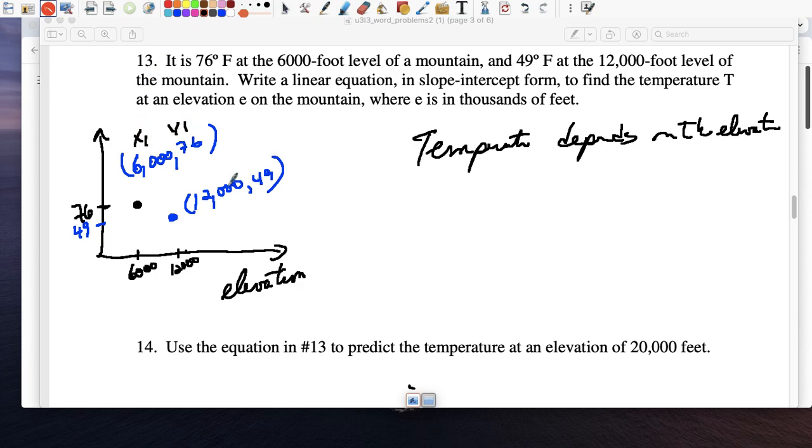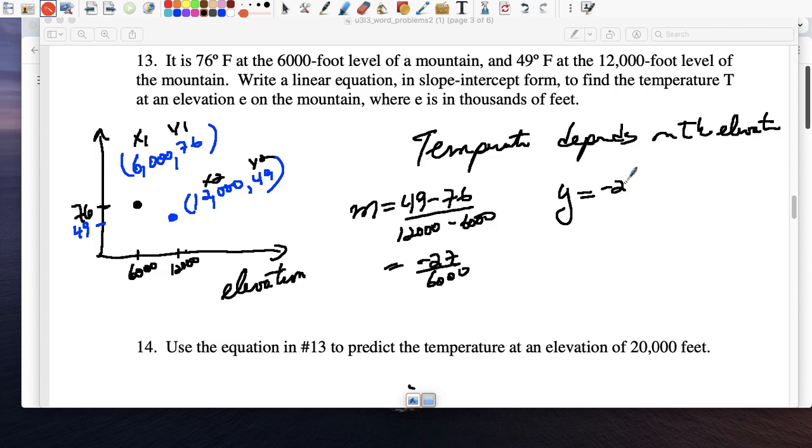X1, Y1, X2, Y2. So the slope is definitely going to be negative. So M equals 49 minus 76 over 12,000 minus 6,000. And let's see what that looks like. It's going to be negative 27 over 6,000. I'm going to leave it like that. So that's my slope. Y equals negative 27 over 6,000 X plus B.